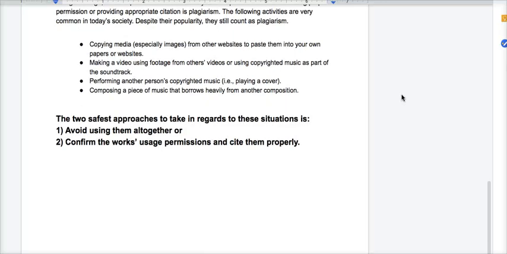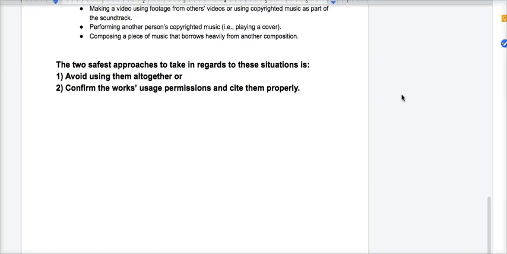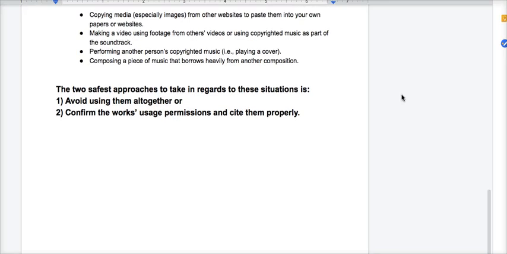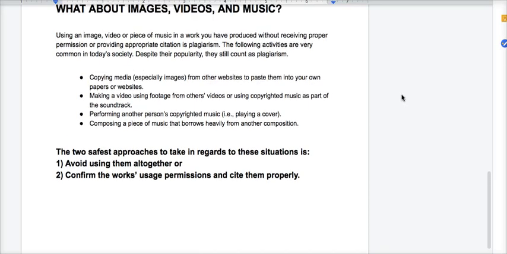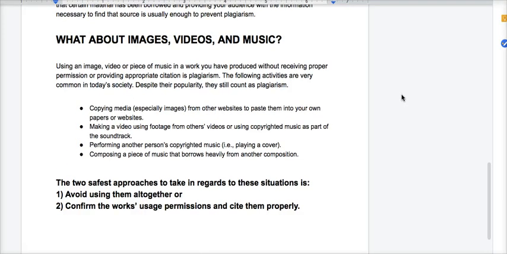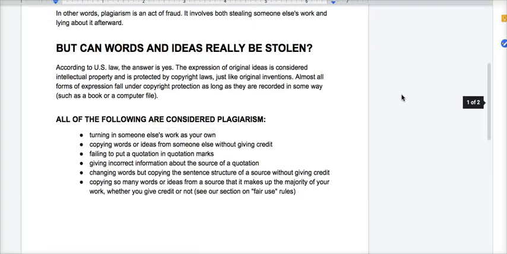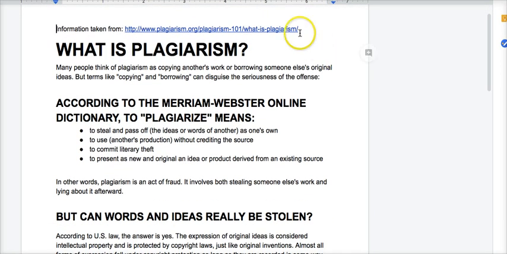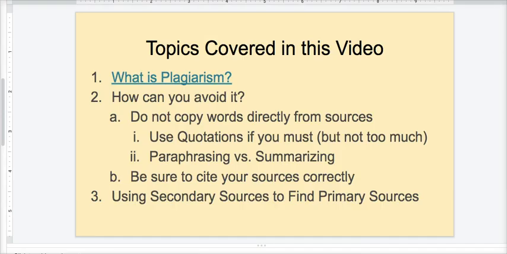So the two safe approaches to avoid plagiarism is to not use things if you think you might plagiarize, or make sure you confirm the work's usage permissions, like this is a picture that can be used, and make sure to cite them properly. All right, Mr. Jones will talk more about citations when he gets to that video, so don't worry too much about that just yet, but just know that you need to know where things come from so that you do not plagiarize.